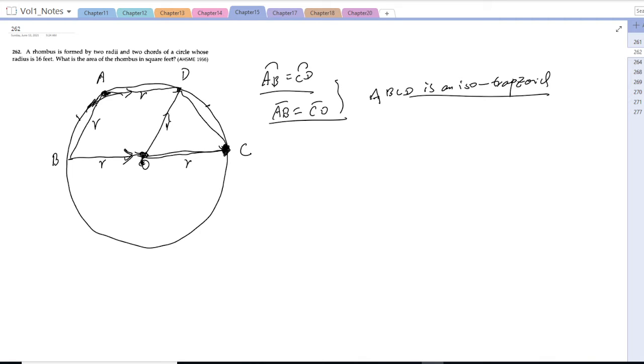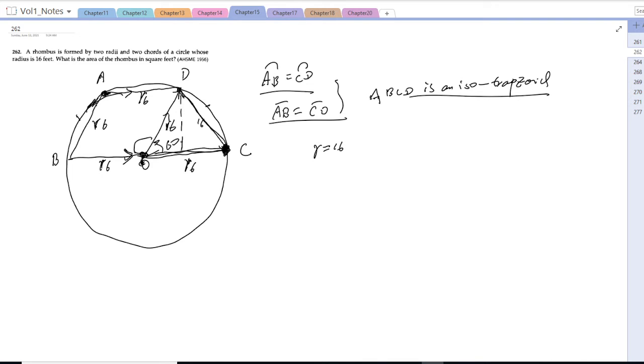The circle has a radius of 16. So we know R is 16, so let's notate it here. Then what is the area of the rhombus? If you extend, you can see it clearly: here is 16, 16, 16. You need to figure out the angle, and once you figure out the angle, then it's easy, right?